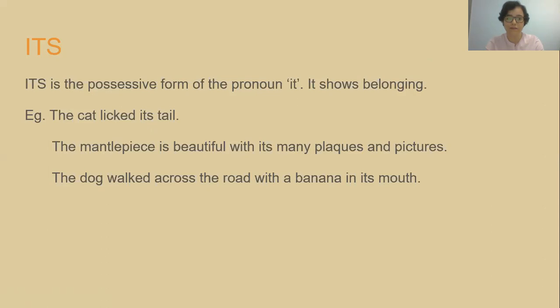The second example, the mantelpiece is beautiful with its many plaques and pictures. Its many plaques and pictures. How is it showing belonging here? Because the plaques and pictures belong to the mantelpiece, right? The third example, the dog walked across the road with a banana in its mouth. Its mouth, showing belonging again, because it is the dog's mouth we're talking about. So in this case, when you're using "its" without an apostrophe, you are showing belonging.